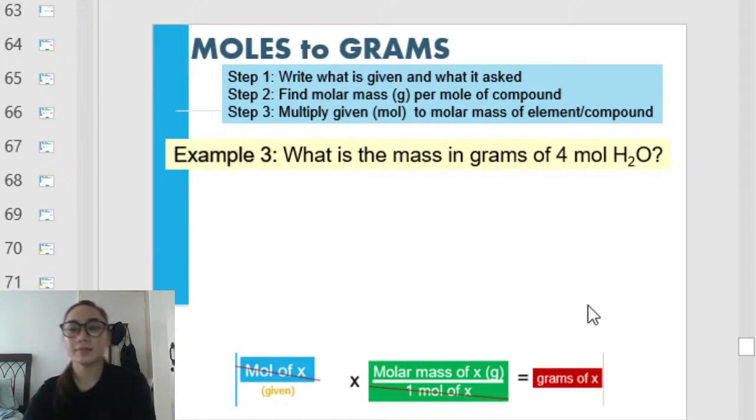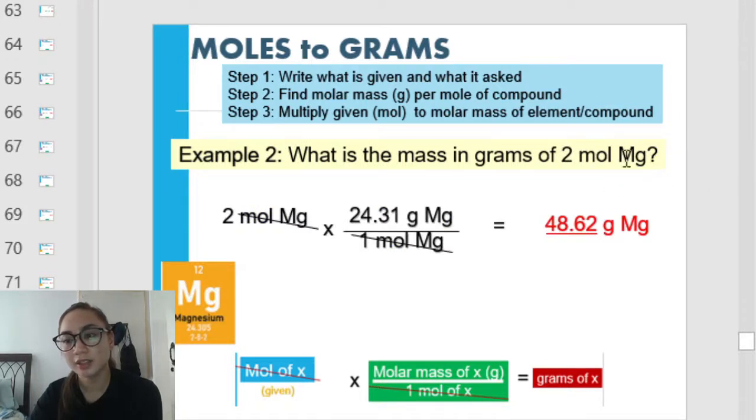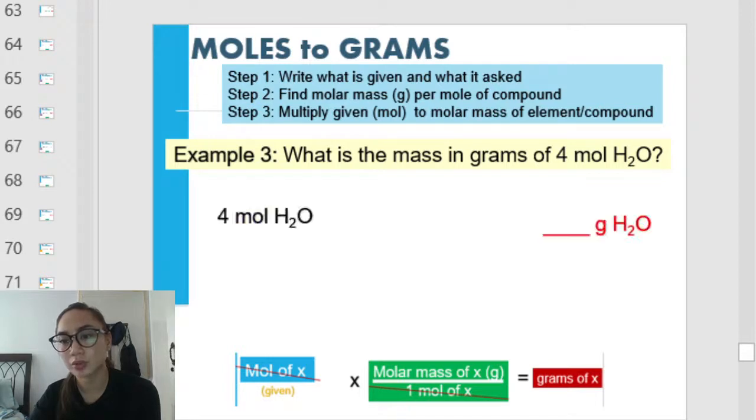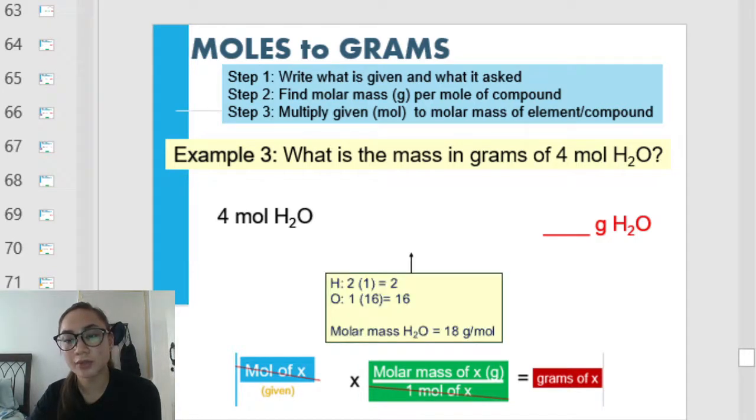So, next, practice. So, next, example number 3. What is the mass in grams of 4 moles of water? So, now, kanina kasi puro mga elements lang, no? So, ngayon, we find here ang buo na H2O. So, ang ating hinahanap is mass in grams. Ang ating given ay meron tayong 4 moles of H2O. We have 4 moles here and blanco. Hinahanap natin. Okay, next step is to find the molar mass.